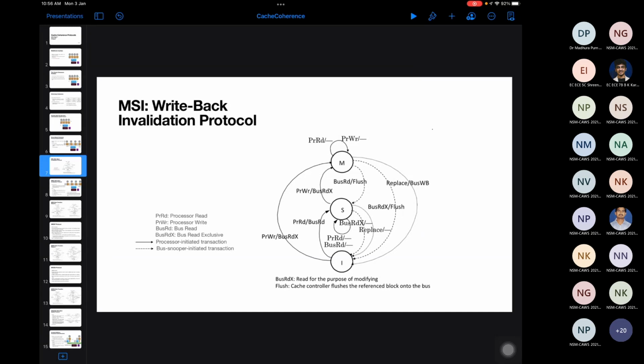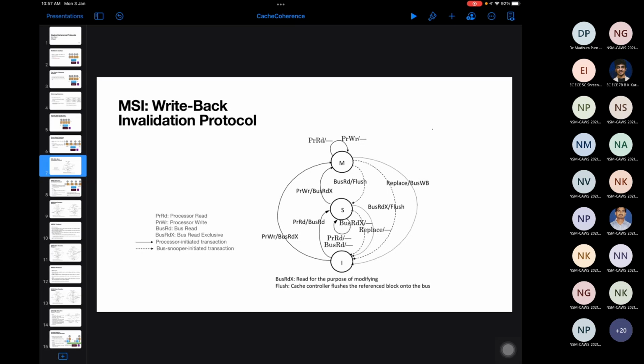For example, there is a dotted arc from S to I on bus readx. That means core 2 is going to invalidate its copy. And then core 1 is going to have the copy in an exclusive state, in a modified state. Because I'm going from I to M, and if anyone else has the data in a shared state, they are going to invalidate their copy. That is what is reflected here. So we already saw M to S on a bus read signal. Similarly, S to I on a bus readx signal, I to S on a processor read, and similarly I to M on a processor write.